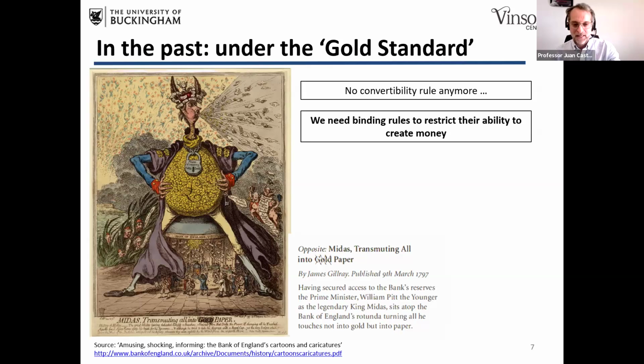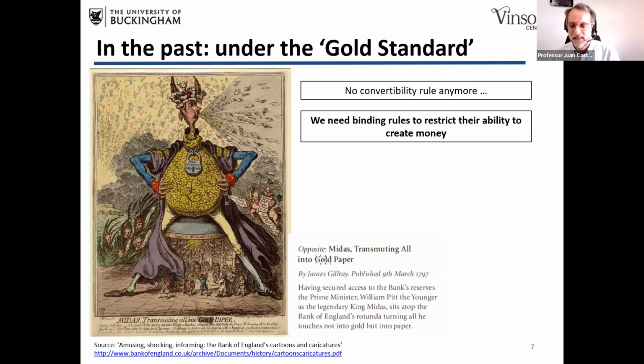So as you can tell here, this gentleman, the prime minister, is holding the gold reserves of the country. That's in the belly of the prime minister, and he is transforming those holdings of gold into paper money. So it is, as the title of the caricature reads, his Midas in reverse, transmuting all into paper. Everything he touches is transformed into paper.